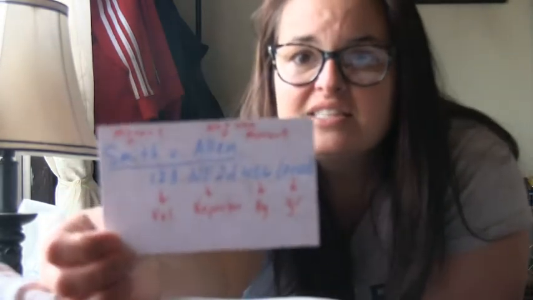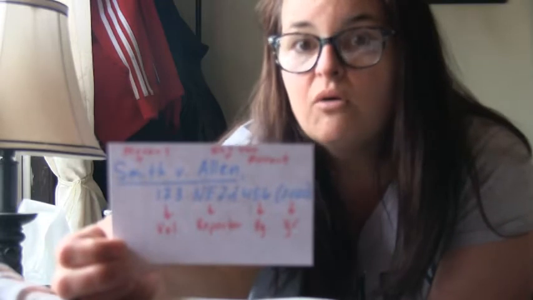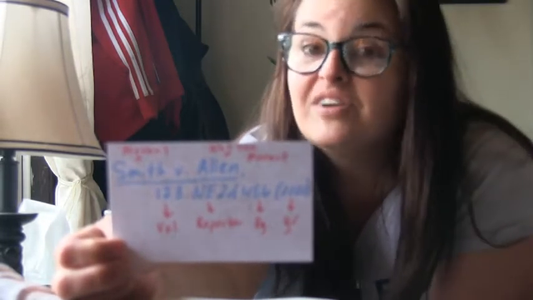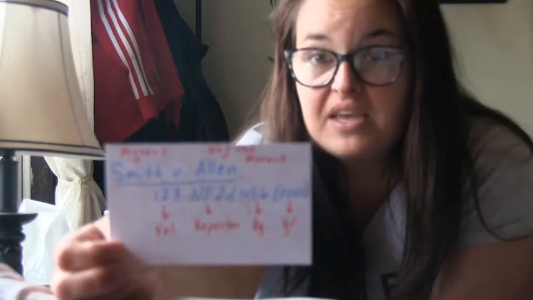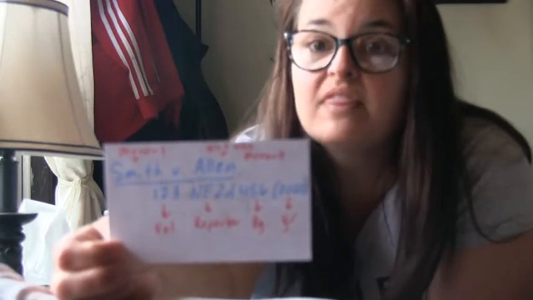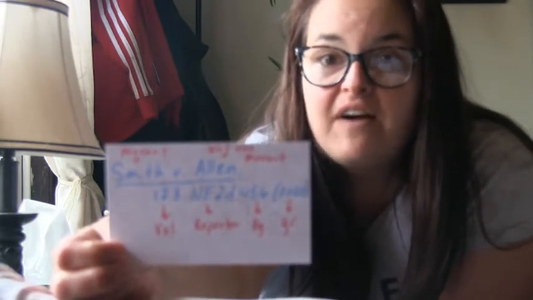In an appellate court case like this, Smith is going to be the person that filed the appeal. So they probably lost. In fact, they had to have lost at the lower level in order to file something. And so Allen is the non-movant. That means they're the appellee or the person who is being filed against.